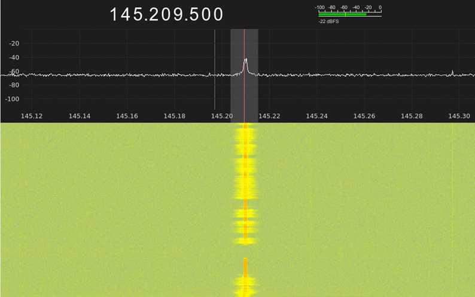Which type of voice mode is most often used for long-distance weak signal contacts on the VHF and UHF bands? A. FM. B. DRM. C. SSB. D. PM. C. SSB.